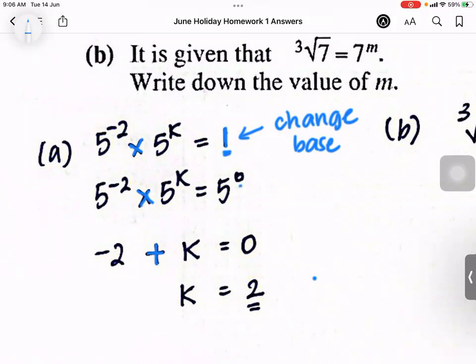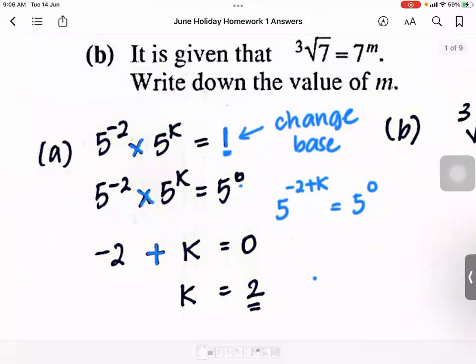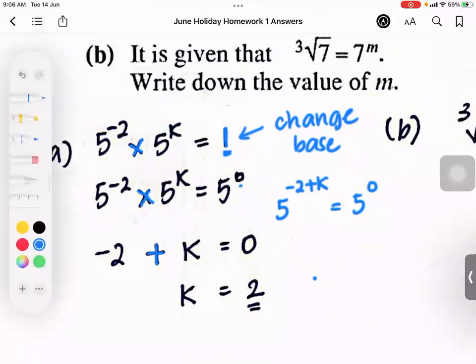Right, you can also write one more step. 5 to the power -2 plus k equals 5 to the power of 0. Then because they have the same base, the powers are the same. But for me, I just did a shortcut directly to get the answer. Okay, so you need to know these two methods.